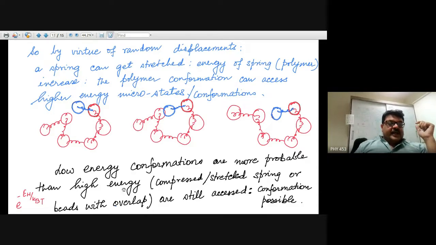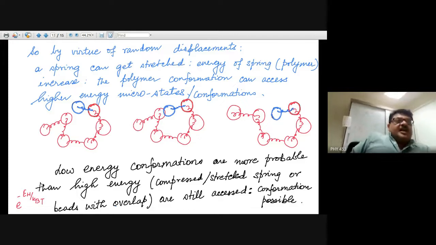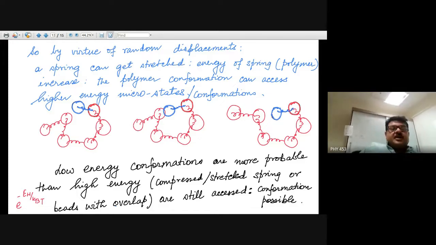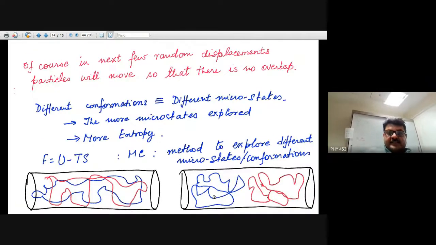And all that is at play is e to the power of minus E by kBT, which is the Boltzmann factor. Higher energy conformations are less probable to be accessed, but not impossible. They are still accessed, with a lower probability. That's all that is there. And if there's an overlap, of course, in the next few random displacement attempts, a particle will move so that there's no overlap, because that will decrease the energy.